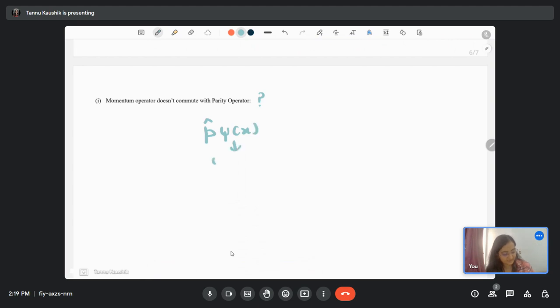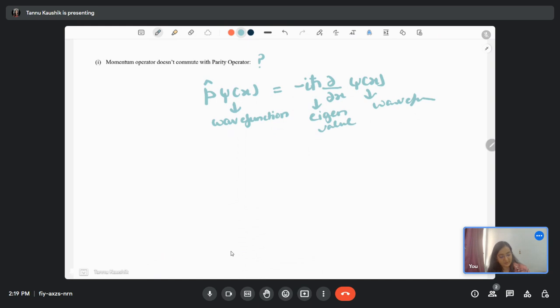So I'm representing this momentum operator as small p, like this. Okay. So when this momentum operator operates on a wave function psi of x, we will get minus iota h bar del by del x of psi of x as the result, where psi of x is the wave function and this is the eigenvalue.